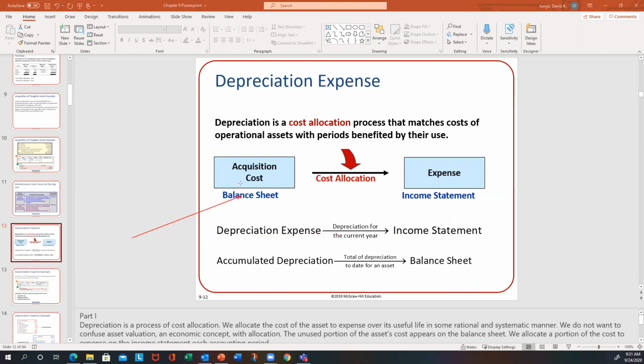And then the way you reduce that allocation or that cost on the balance sheet, of course, you never change the cost, but you have an account called the accumulated depreciation. And that just keeps track of everything that you're allocating. That's a contra asset, and that's also going to be put on the balance sheet to update the book value.